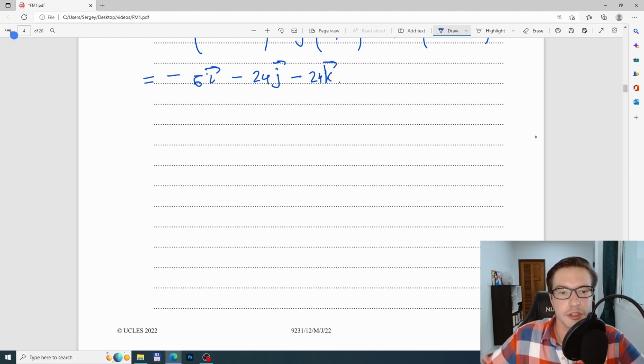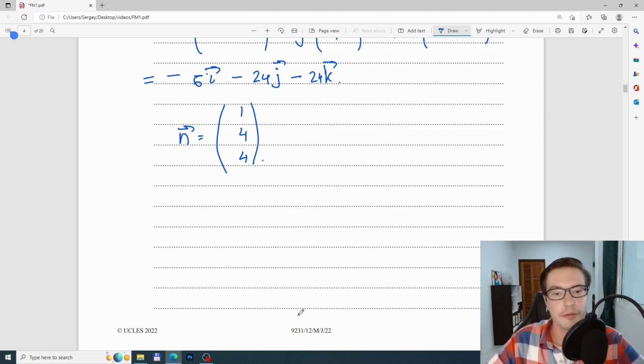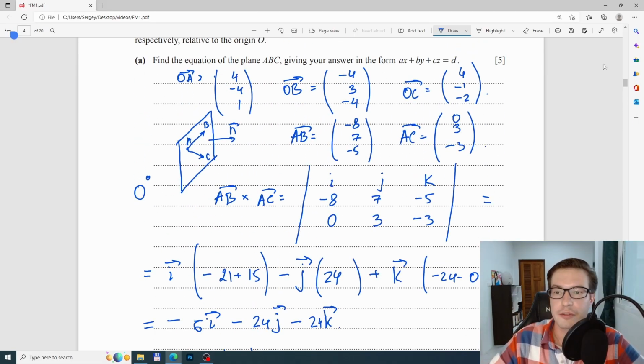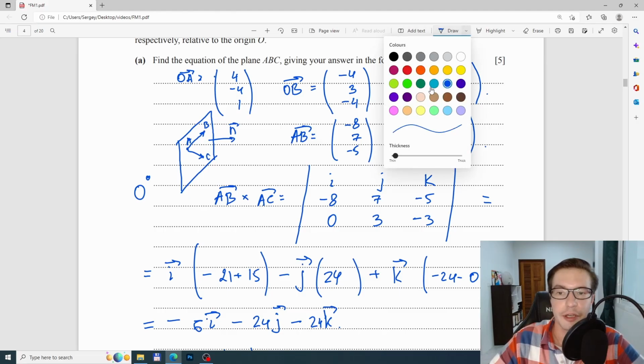Okay, and also just because I'm looking for the direction of the normal vector, I don't actually need the magnitude. I'm going to divide everything by -6 and say that the normal vector is 1, 4, and 4. Okay, so now we have a normal vector of the plane.